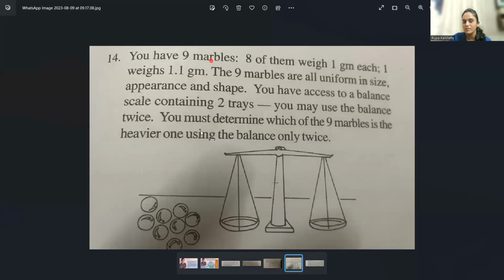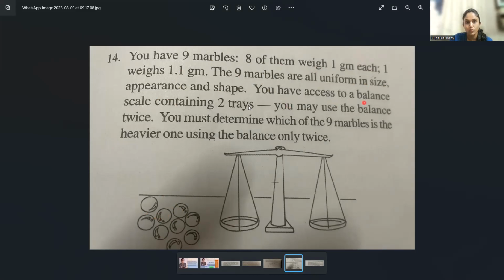You have 9 marbles. They have shown the 9 marbles here. 8 of them weigh 1 gram each. So 8 of them are 1 gram each. And one of them is 1.1 gram. The 9 marbles are all uniform in size, appearance, and shape. You can see that all the marbles are of the same size. You can't identify which is heaviest among them, which is the 1.1 gram one.